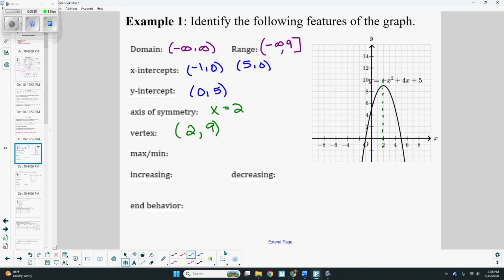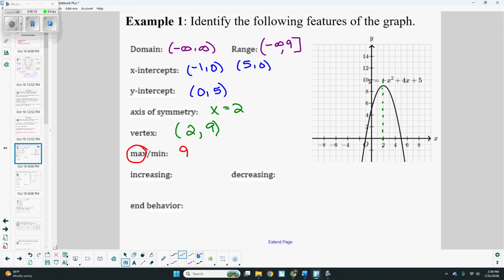The max or min, so we have to do two things. We have to say if it was the max or the min. So this was the highest point in my graph, so that's the max. And what was the value? What was the highest number that we reached? It was 9. So the max value is 9. It should match with our range. We said the highest number it went to was 9.